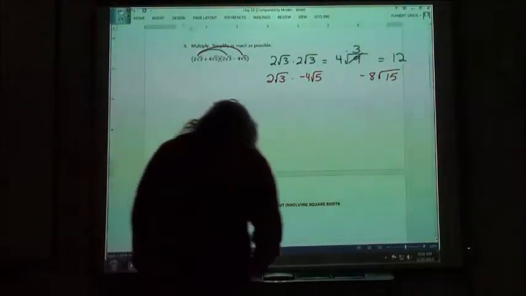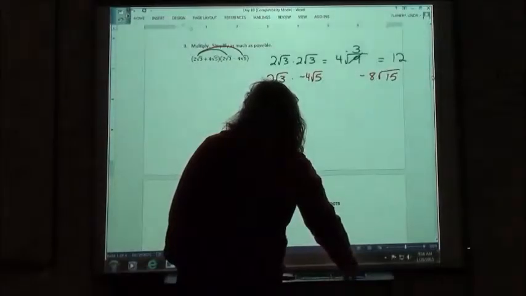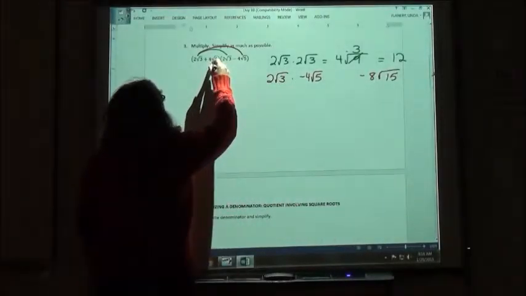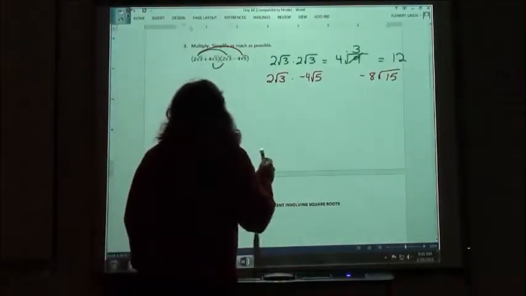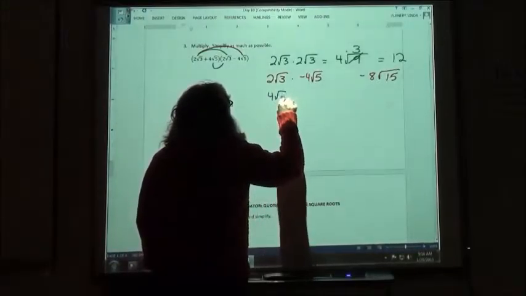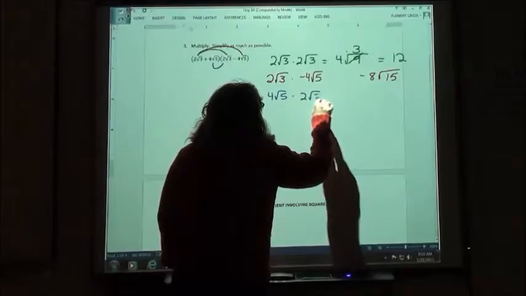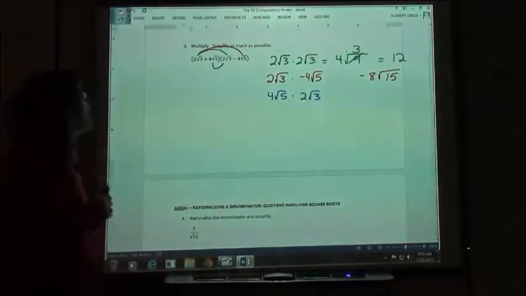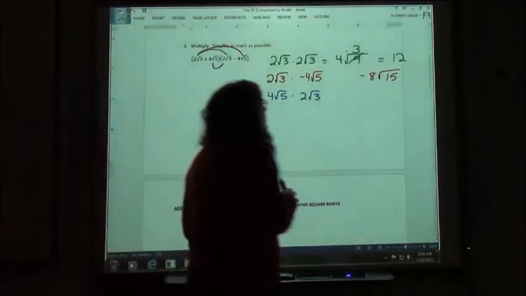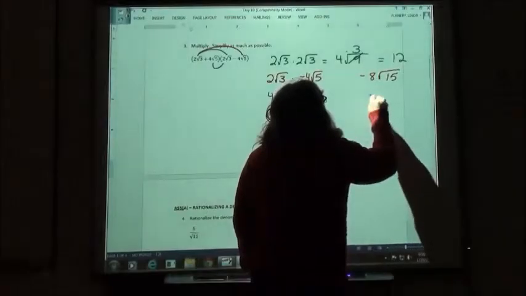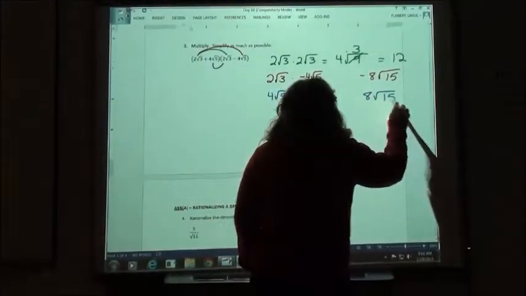So we do the inside pair. The inside pair says we're going to multiply what? 4 square root of 5 times the 2 square root of 3. And when we multiply that, we get 8 square root of 15, exactly.